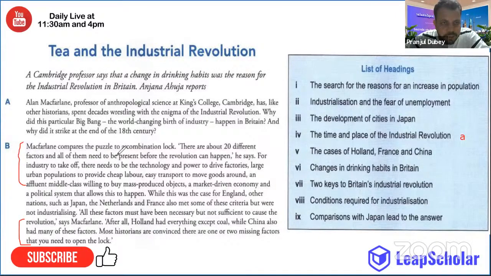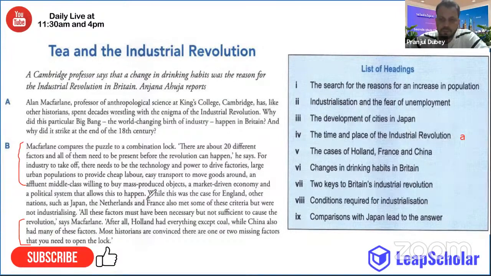McFarlane compares the puzzle to the combination lock. There are about 20 different factors, and all of them need to be present before the revolution can happen. He says, for industries to take off, there needs to be the technology and power to drive factories, large urban populations to provide cheap labor, easy transport to move goods around, an affluent middle class willing to buy mass produced objects, a market-driven economy, and a political system that allows this to happen.